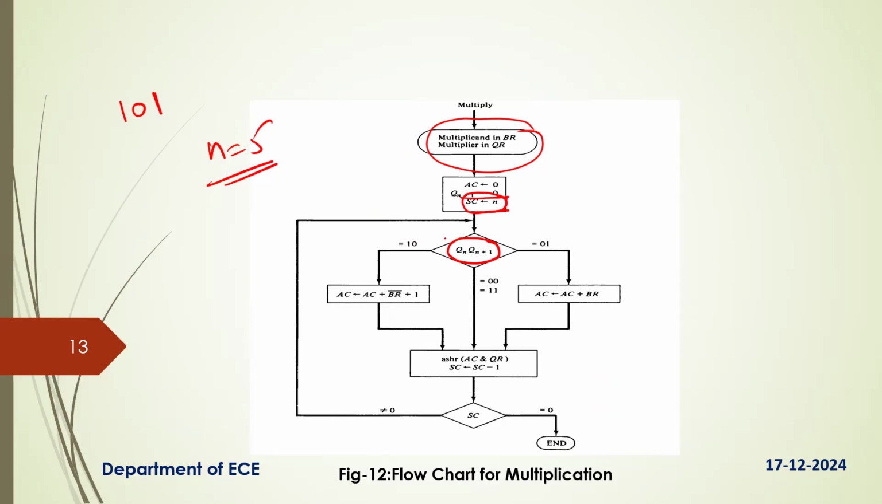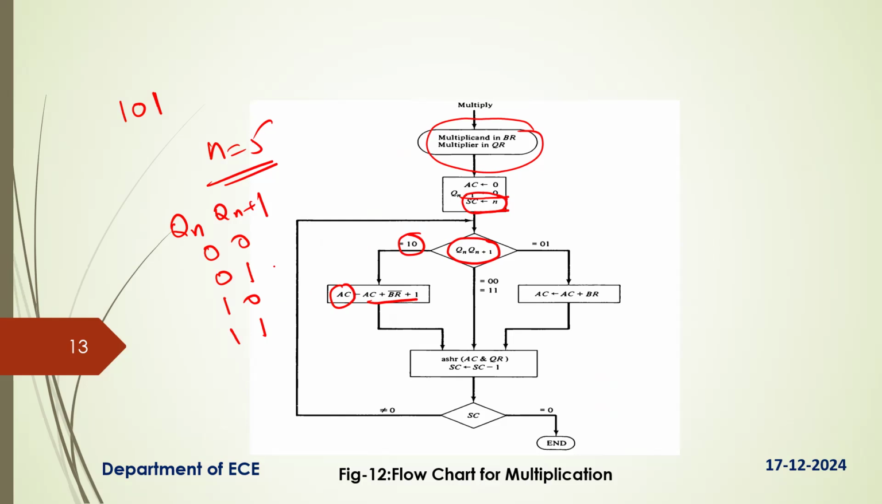After that, we need to inspect the values of Qn and Qn plus 1. I have already discussed the previous conditions. So we inspect Q suffix n and Q suffix n plus 1. The four possible values are 0, 0; 0, 1; 1, 0; and 1, 1. When these two bits are 1, 0, AC becomes AC plus BR bar plus 1. What is BR bar? The 1's complement of BR. Adding 1 gives the 2's complement of BR.